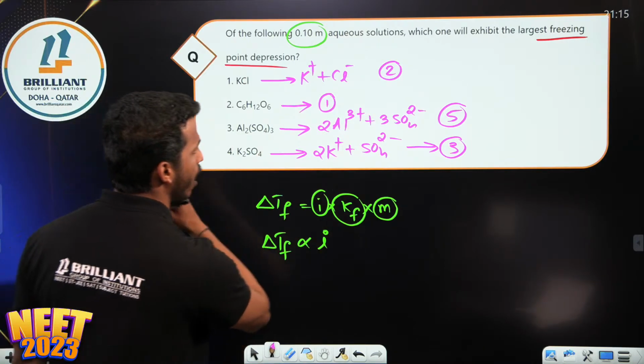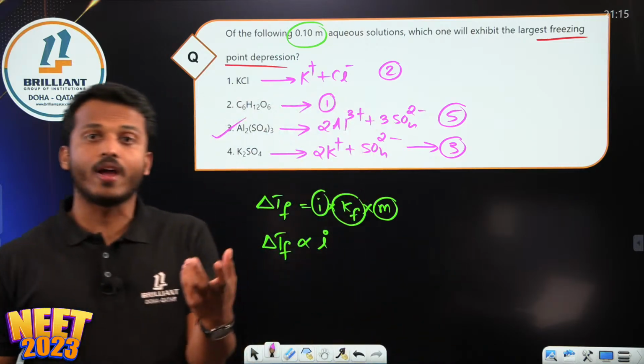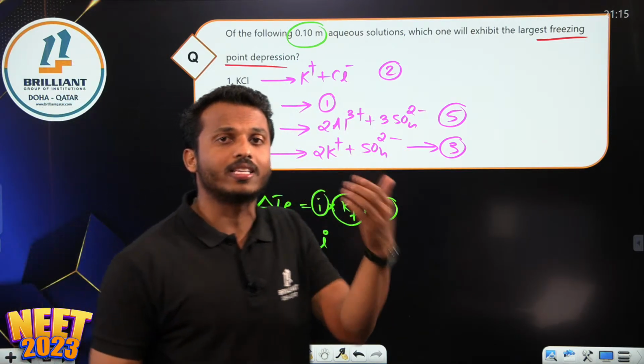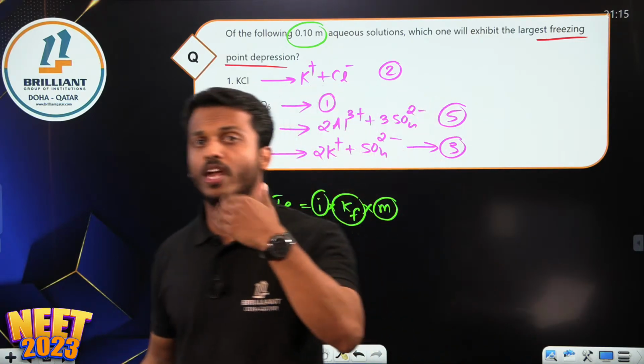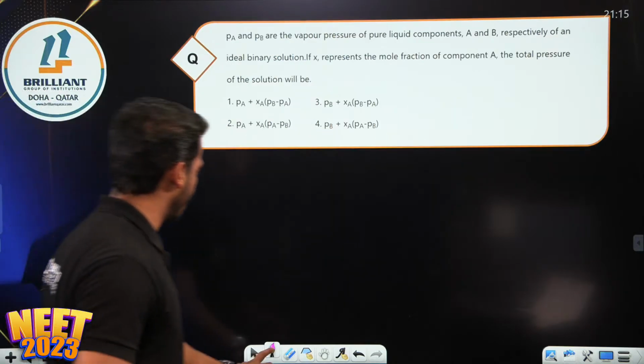So what is the answer, dear all? Option 3 can give the maximum number of ions, or maximum depression in freezing point. So when the I value increases, normally what happens? The colligative property also increases. Careful about that. Next question.